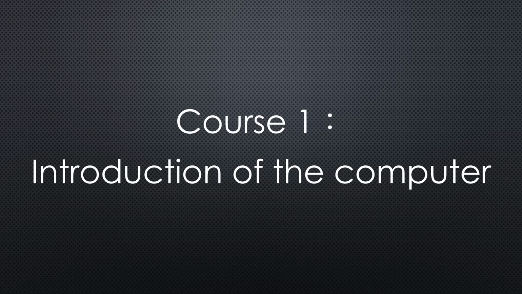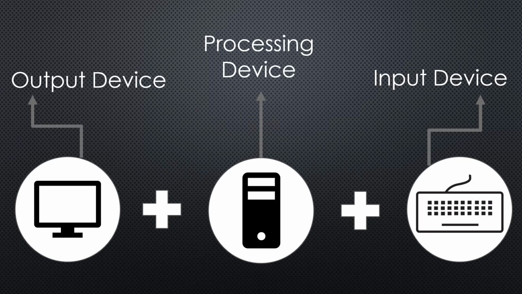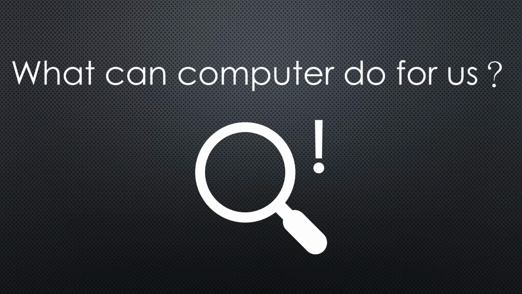What is the computer? A computer is composed of the following three devices: output device, programming device, and input device. Therefore, what can a computer do for us?